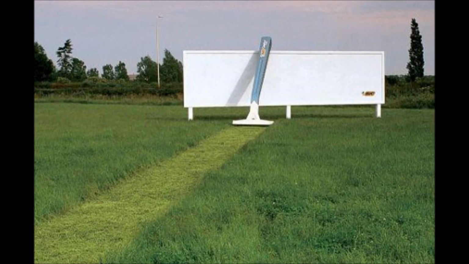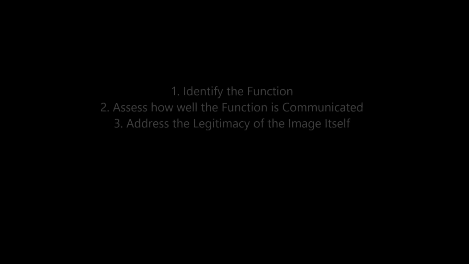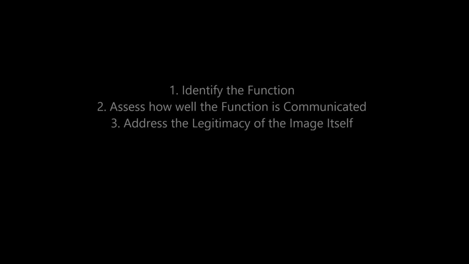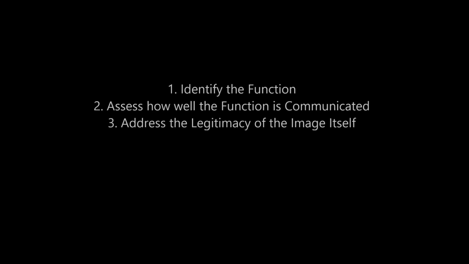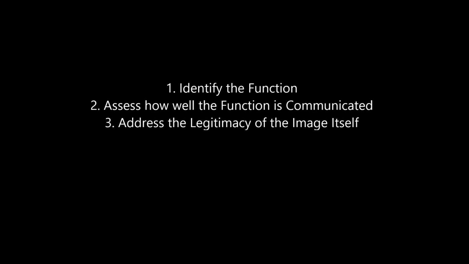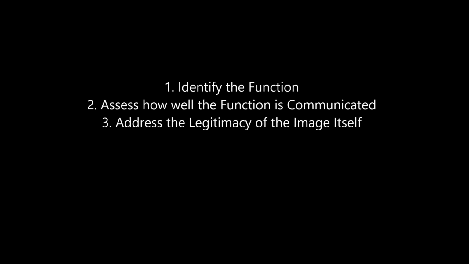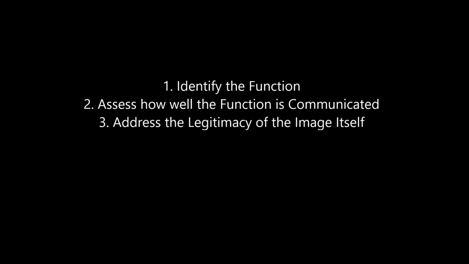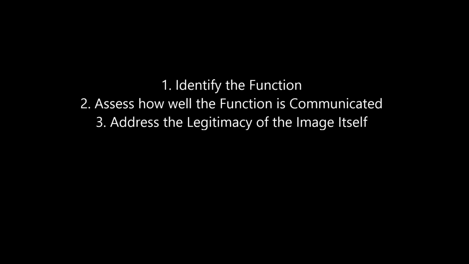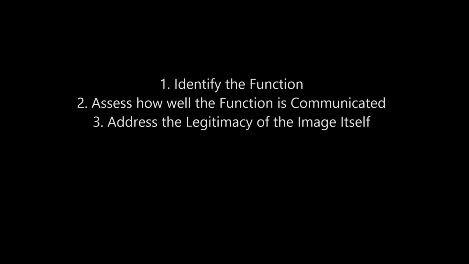Now, this fact was noticed in particular by Dr. Sonja K. Foss. It was her goal to apply a rhetorical perspective to the issue of visual rhetoric evaluation in order to offer an alternative schema to aesthetics. Her solution was a three-step process to determine the worth of an image. The first step is to identify the function that the image is trying to convey. The second step consists of assessing how well that function is communicated. And the third and final step is to address the legitimacy of the image itself.